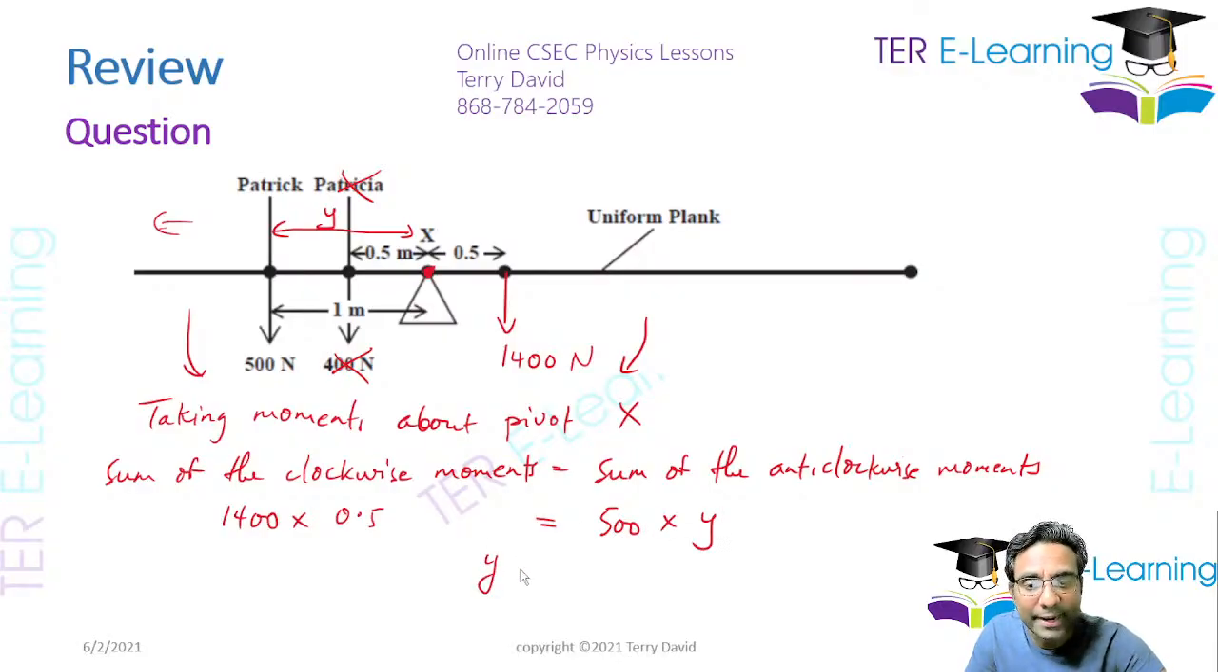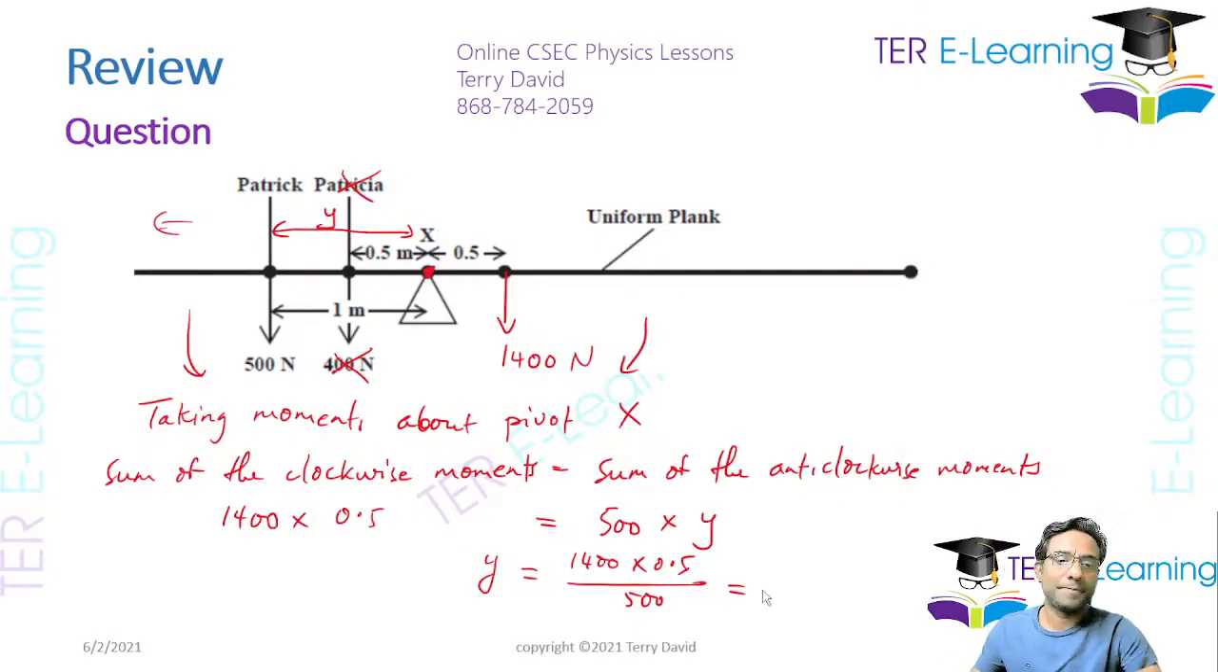So therefore, y is equal to 1400 multiplied by 0.5 over 500. So that's 1400 multiplied by 0.5, and you're going to divide by 500, and you're going to get 1.4 meters. So this here is 1.4 meters. So that's how far Patrick needs to be from the pivot in order to balance this thing. All right?